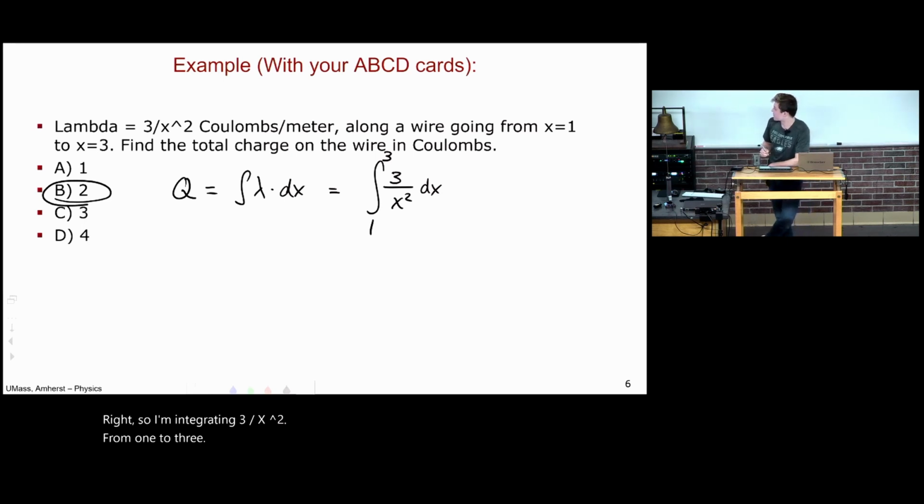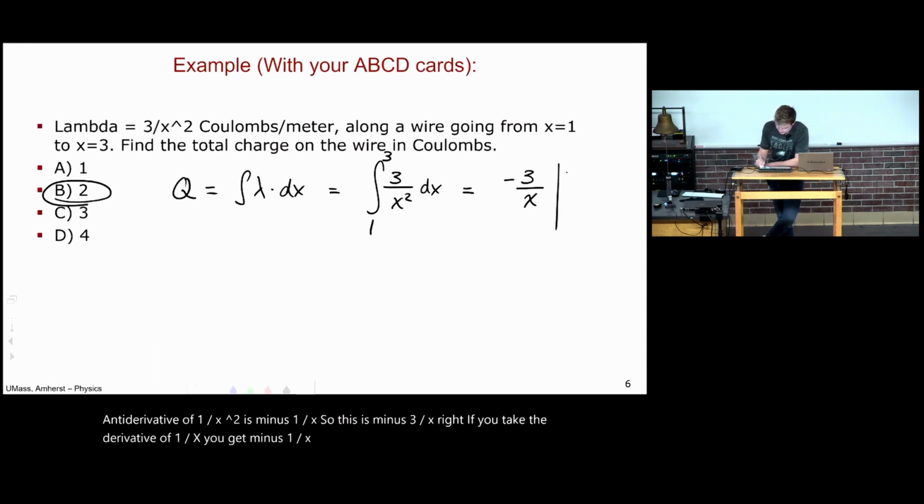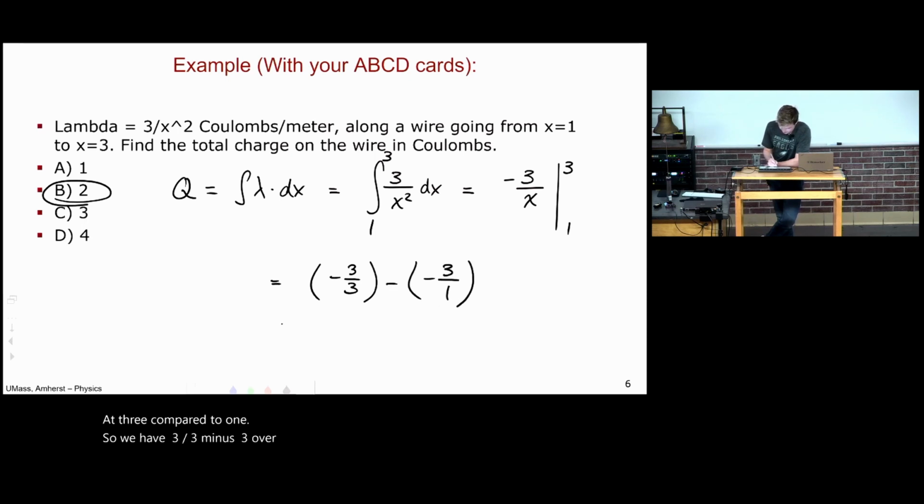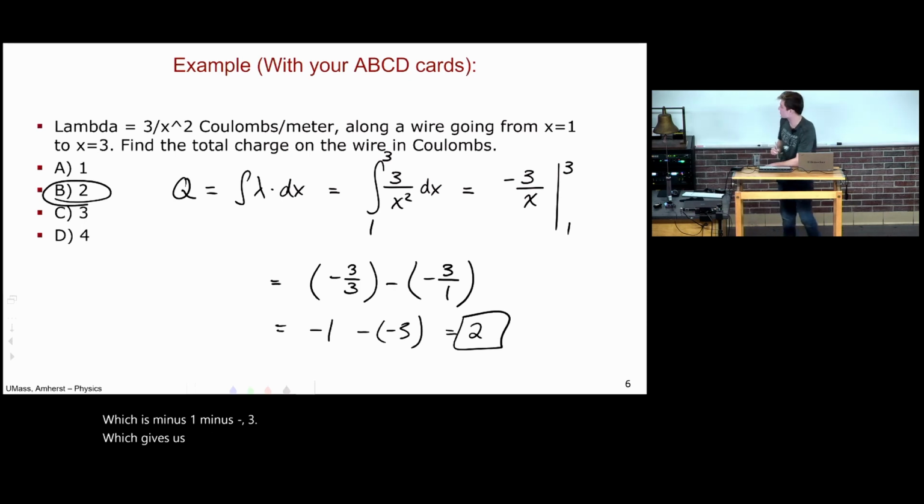Antiderivative of 1 over x squared is minus 1 over x. So this is minus 3 over x. Right? If you take the derivative of 1 over x, you get minus 1 over x squared. Evaluated at 3 compared to 1. So we have negative 3 over 3 minus negative 3 over 1, which is minus 1 minus negative 3, which gives us 2 coulombs of charge total.